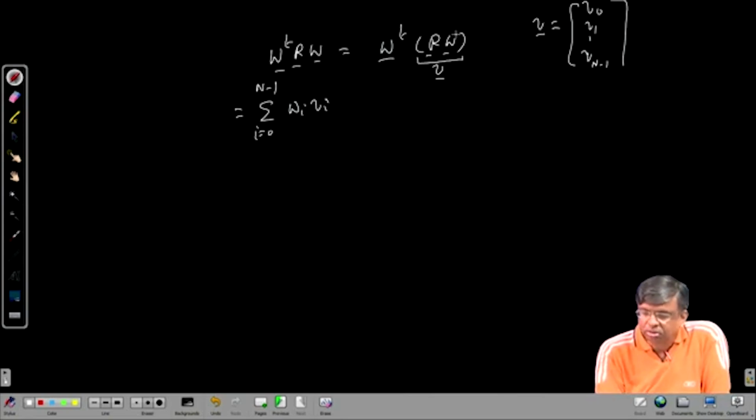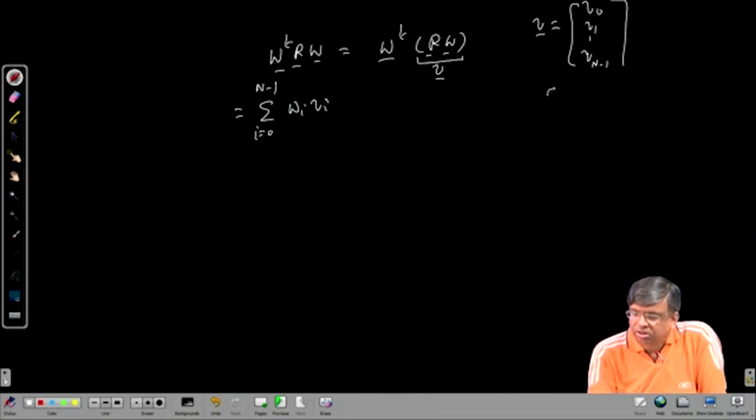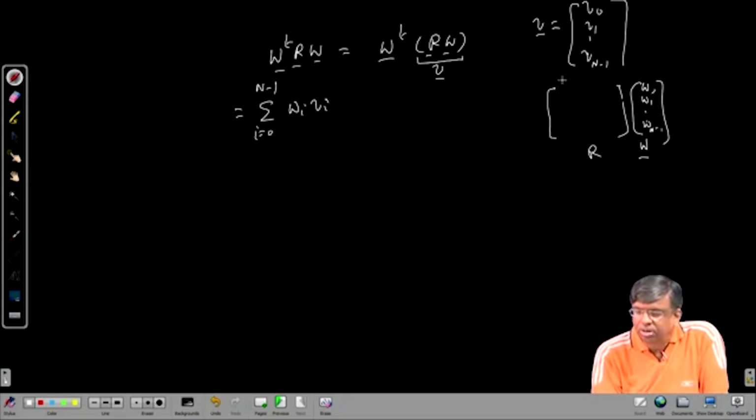But Vi, now consider V alone. Vi means what? This is your R matrix and this is your W vector. W vector means W0, W1 up to Wn minus 1. So, R into W will be a V vector. The ith component of that vector means, if i is here, you have to take this ith row times this, and that will be the ith component Vi. This ith row will be Ri0, Ri1, Ri2 up to Ri n minus 1.